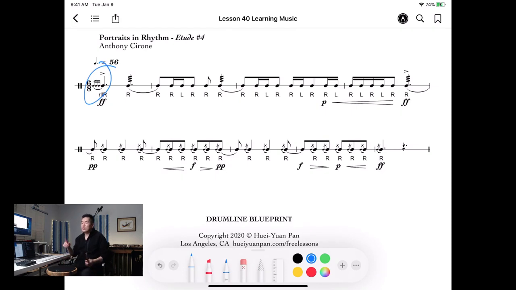And when I heard that he was retiring this year, I went back and listened to that piece of music because in the beginning of that piece it starts, right, and you have to play a ton of these 4-stroke rolls in a row. And I remember him saying to me, okay, Huei-Yuan, I'm giving you the 4-stroke roll part.